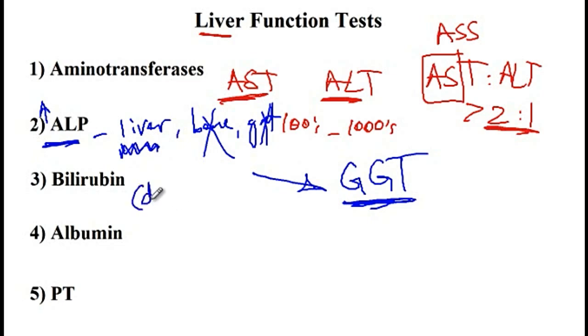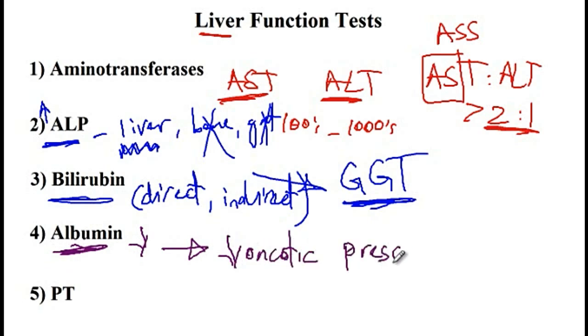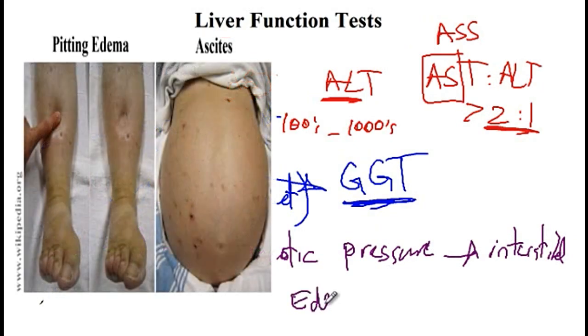You can have conjugated or direct versus unconjugated or indirect bilirubin to find out the underlying causes of hyperbilirubinemia. Albumin is another protein that is secreted by the liver, and its level decreases in conditions that cause chronic liver disease. And thus, due to the decrease in the level of albumin, these patients will have decreased oncotic pressure, as a consequence of which fluids will leak into the interstitial space and thus cause edema as well as ascites.